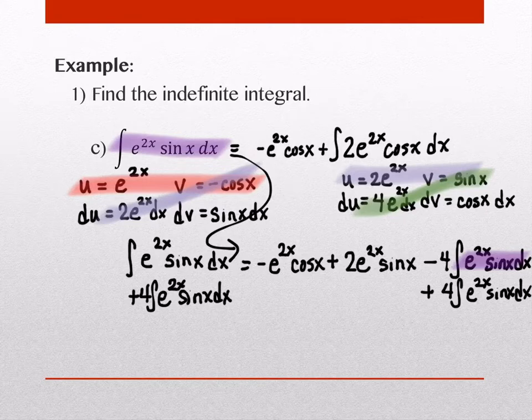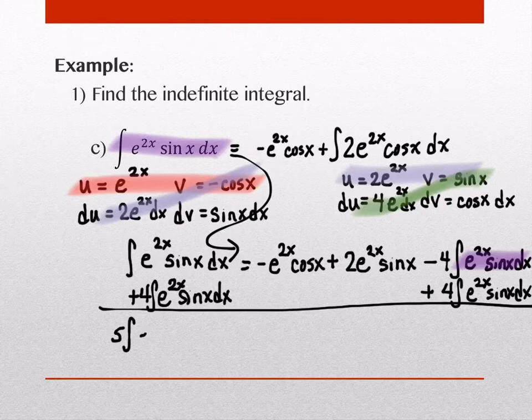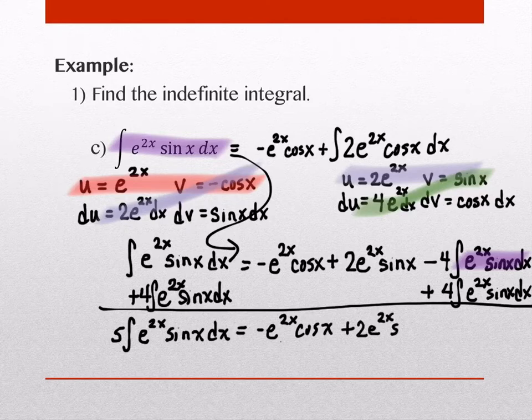Okay, so when I do that, how many of them are going to be on the left? 5 of them. That's right, Seth. So I've got 5 times the integral of e to the 2x sine x dx. And on the right, I have everything but that, right? I have all those other pieces. I have the negative e to the 2x cosine x plus 2e to the 2x sine x. And of course, the other pieces canceled. That was the whole point. What's my last step? Divide by 5 or multiply by 1/5, either way.